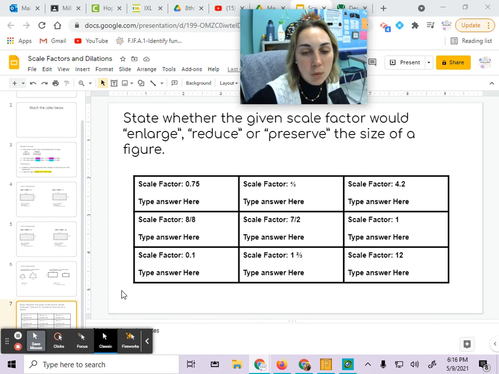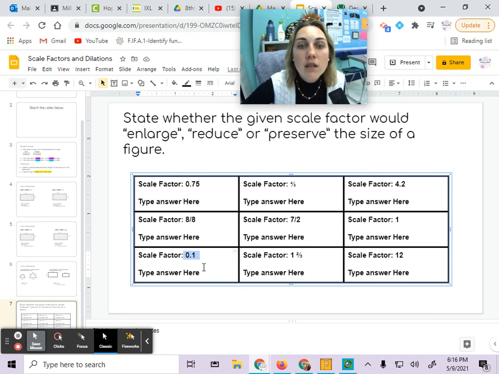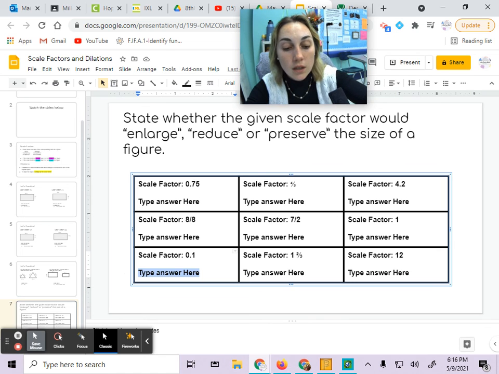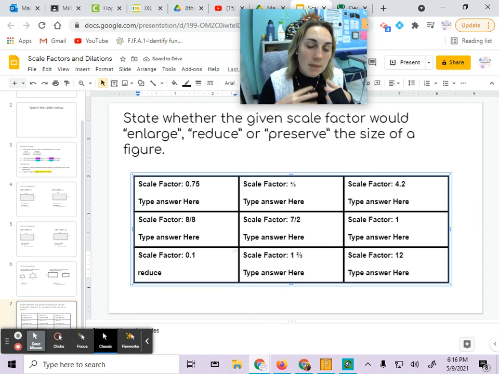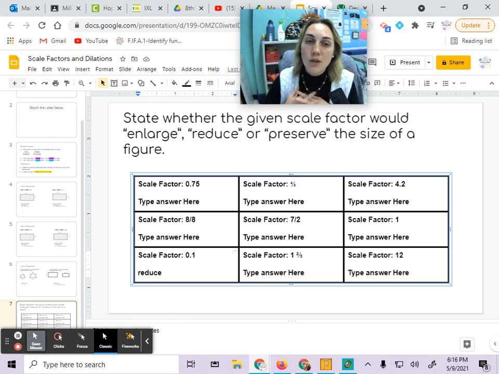So if I just pick a random one, I'm going to pick this one right here. We have 0.1. 0.1 is smaller than 1, so this figure would reduce. That's what you're going to do for the rest of these problems. Let me know if you have any questions about this assignment. This is all you have to do for me today.